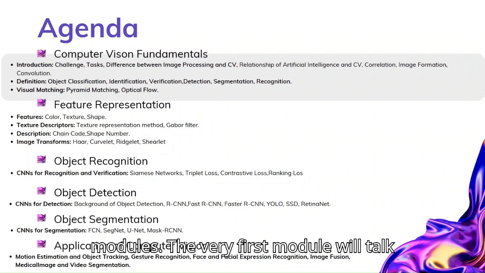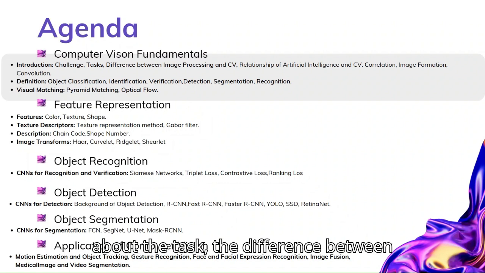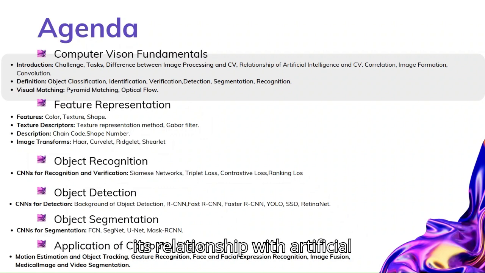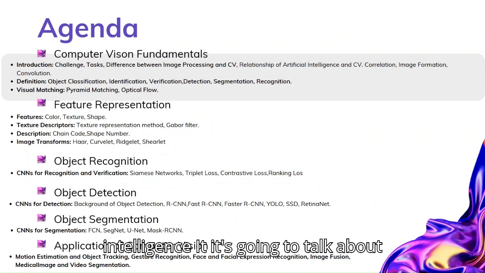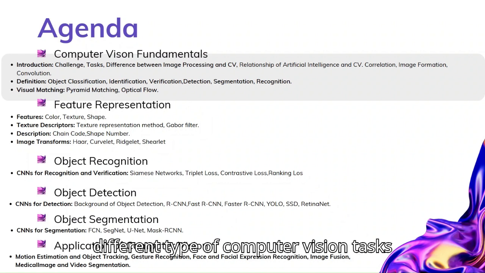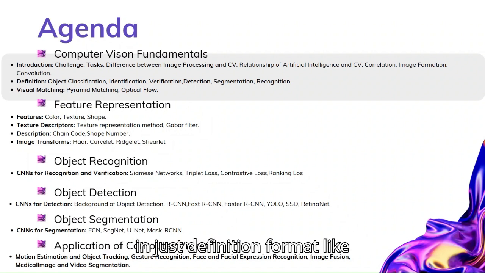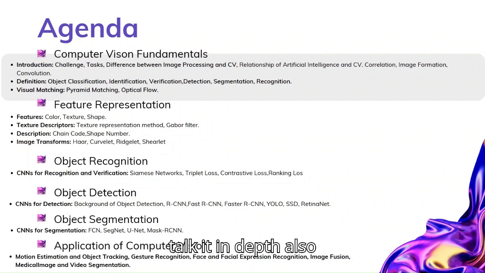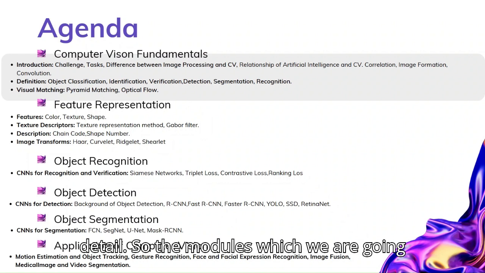The very first module will talk about the task, the difference between image processing and computer vision and its relationship with artificial intelligence. It's going to talk about different types of computer vision tasks in just definition format, like object classification, identification, verification, etc. And then in upcoming future modules we are going to talk about them in depth, also looking at their CNN aspects and going to look at it in detail.